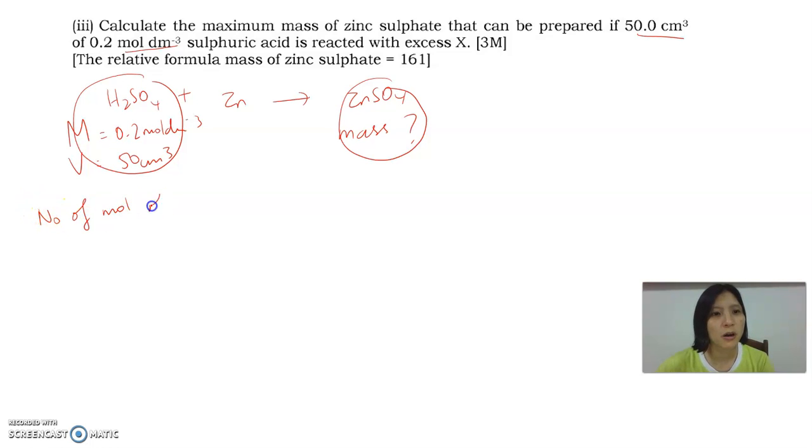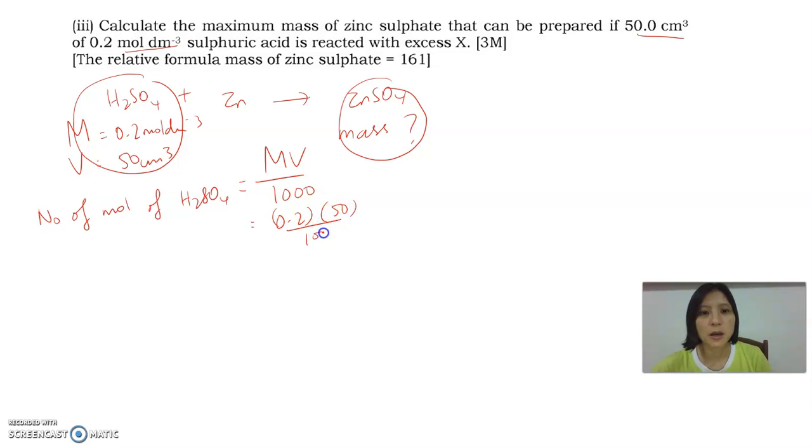Number of moles of H2SO4, you get it from the information given there. We use this formula, MV over 1000. Okay, so this is 0.2 times 50 divided by 1000. Let's calculate and see. 0.2 times 50 divided by 1000. Okay, so this is 0.01 mole. Okay, this is the first step.